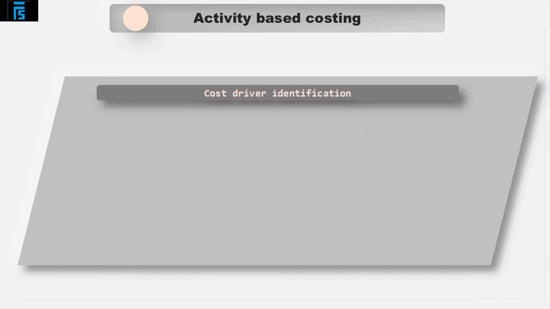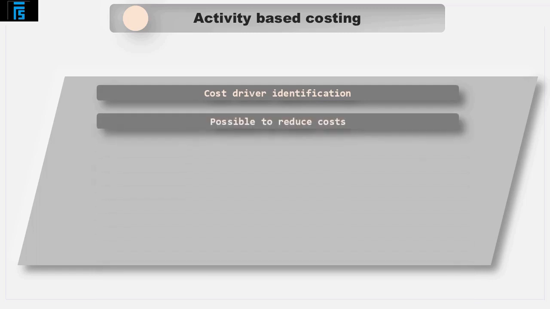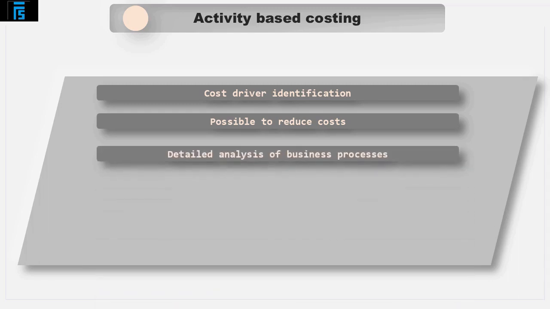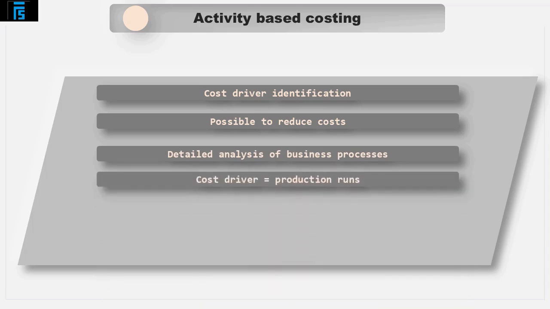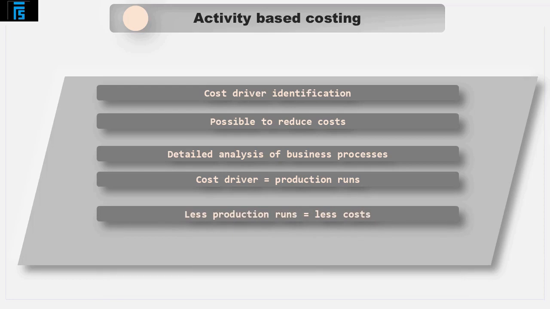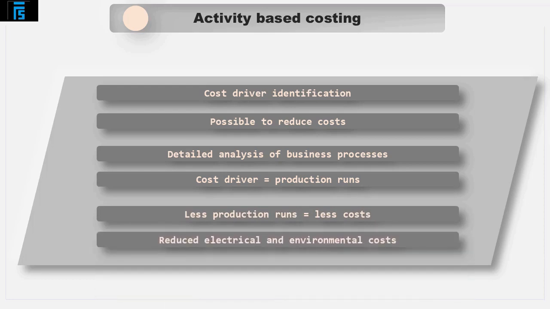Activity-based costing. By identifying cost drivers, activity-based costing helps us to understand how costs arise, and so the company can focus on reducing these costs. Thus, activity-based costing principles can be used to identify drivers for environmental costs. This would involve a detailed analysis of the business processes. If, for example, it could be ascertained that the number of production runs was the dominant cost driver of a company's electrical costs, then the company could focus on reducing that number of production runs, thus reducing the electrical or environmental cost.